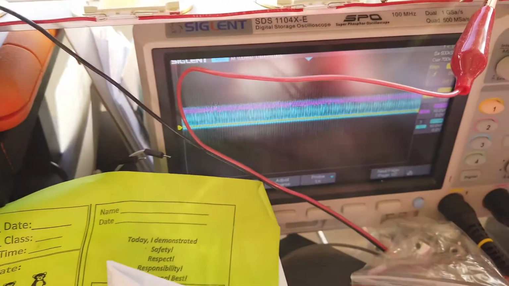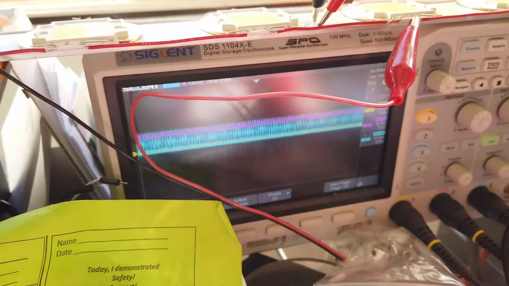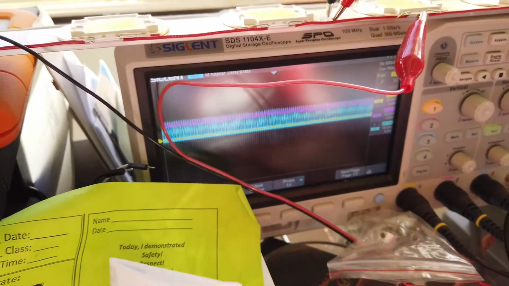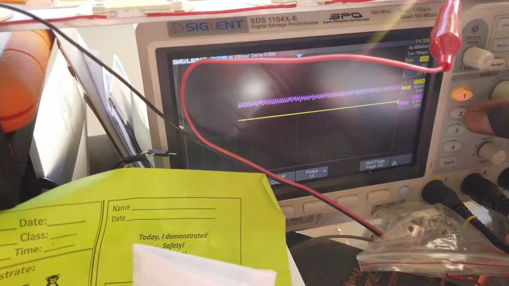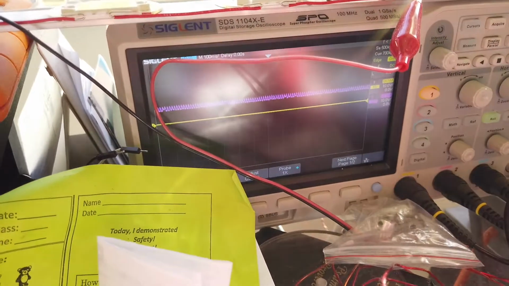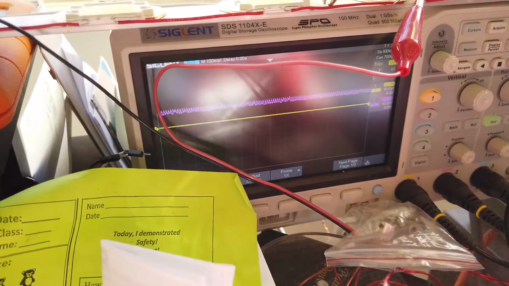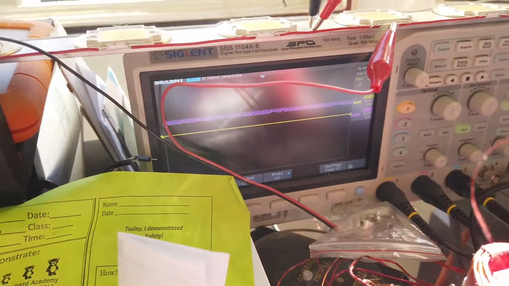So here you can see the trace that's running. I think the purple one is the input. Let's see, turn off one of them. So the purple one is the input into the recovery circuit. That is the back EMF coming off of the simple schoolgirl circuit.